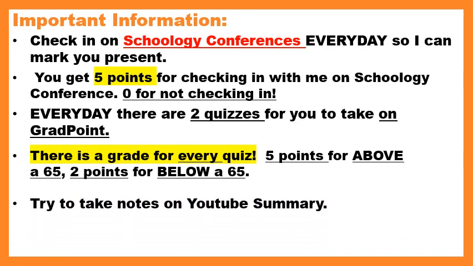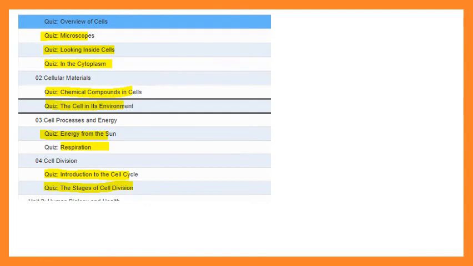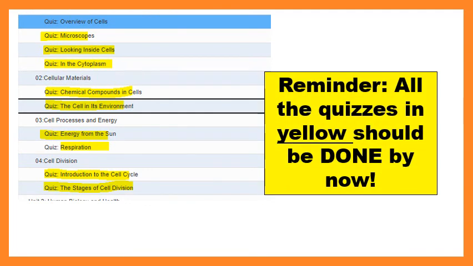And you can do this by trying to take notes on YouTube Summary. Please remember that if you're looking on YouTube Summary to take notes, the red word is always the vocabulary word, and the underlined word is the definition of that vocabulary word, and that will really help you with your quizzes. All right, again with the quizzes, just to let you know, everything in yellow should be done by now.